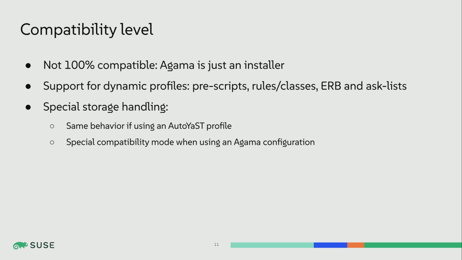So it will handle the pre-installation scripts. It will modify the AutoYaST script in place. It will execute rules and classes if needed, etc. And then it will convert that result into an Agama profile.